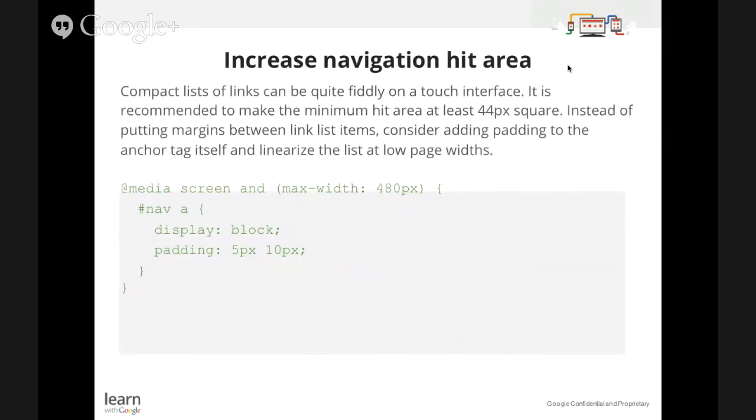Compact lists of links can be quite fiddly on a touch interface, as you may know from personal experience. It is recommended to make the minimum hit area of at least 44px square. Instead of putting margins between linked list items, consider adding padding to the anchor itself and linearize the list at low page width.